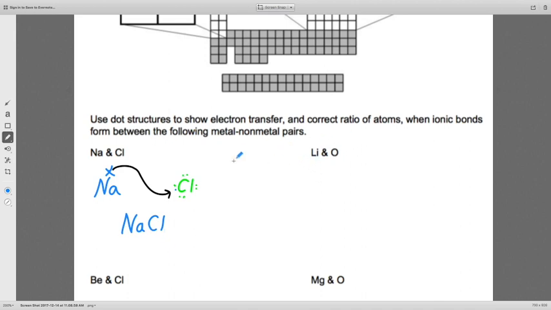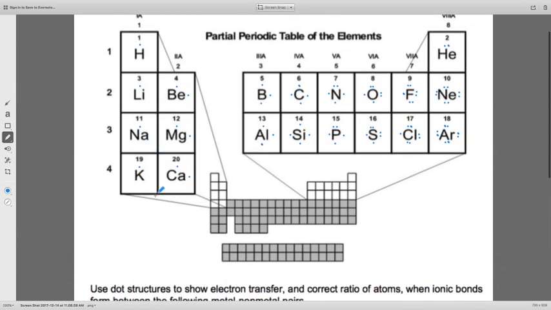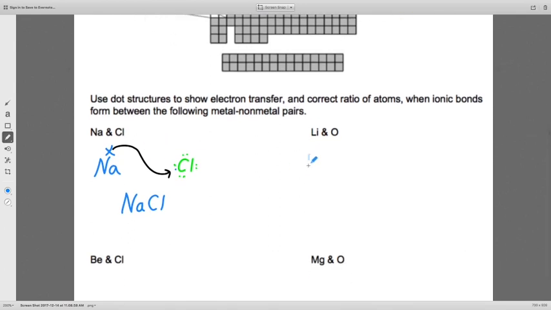So let's look at lithium and oxygen. A little bit different. Lithium is in the first column, so it's going to react in a similar way to sodium. Oxygen has 6 valence electrons, so let's see how that works out. We'll start by doing lithium's dot diagram. Lithium with a dot. Oxygen, switch colors. Oxygen is in the 6th column, so it has 6 valence electrons. 1, 2, 3, 4, 5, and 6.